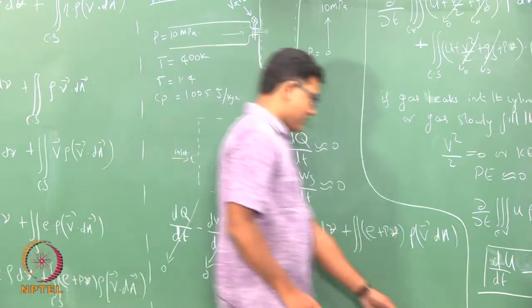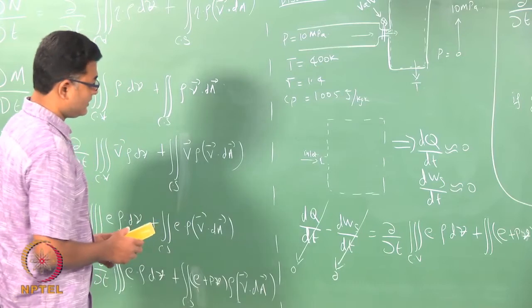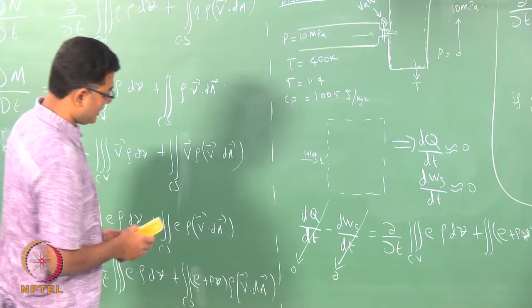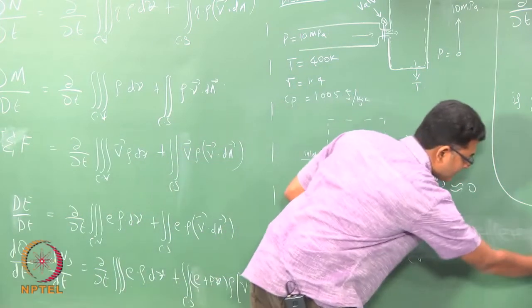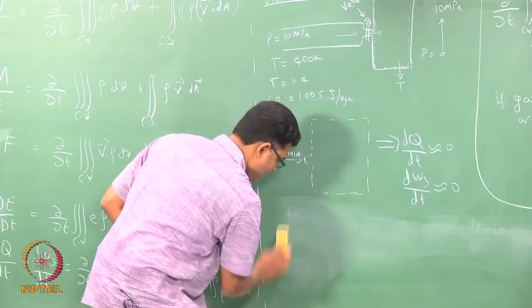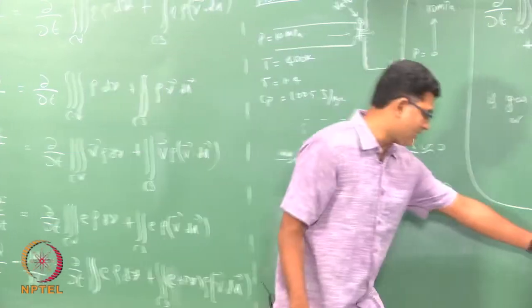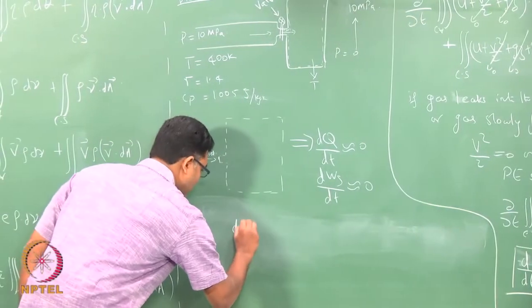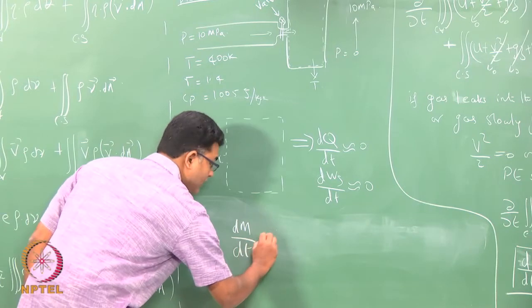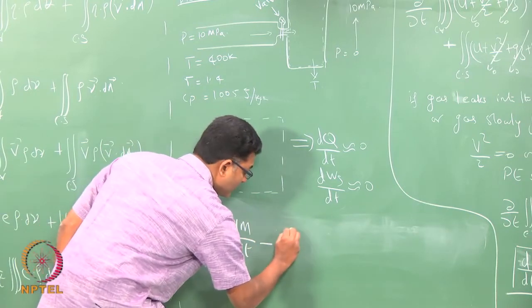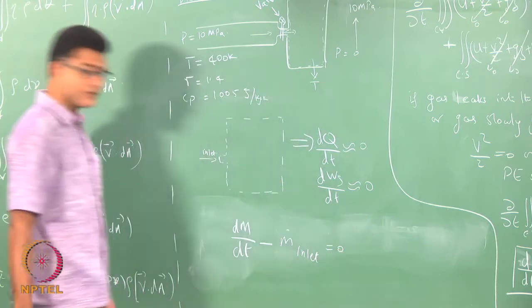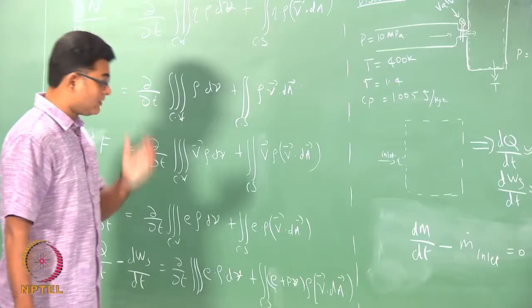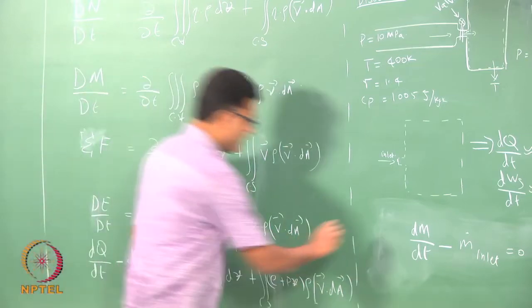Now, the same analogy for the mass conservation would give me the mass going into the control volume minus my m inlet. So, that is my equation 2.